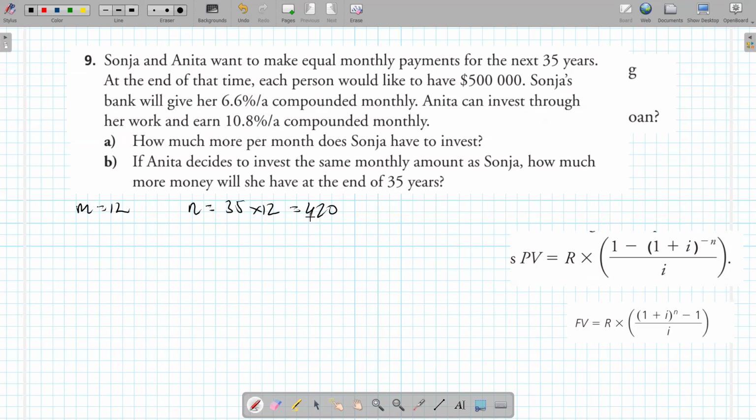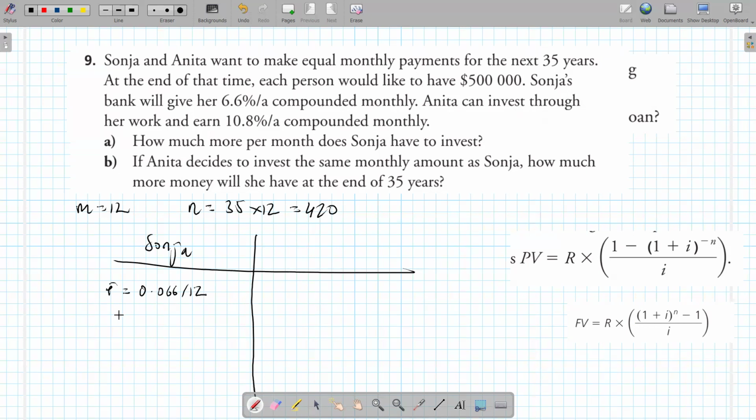And there are two different interest rates. For Sonia, we have 6.6 compounded monthly. So 0.066 divided by 12, which is 0.0055. For Anita, we have 10.8, 0.108 divided by 12. That's going to be 0.009. Missed a zero.